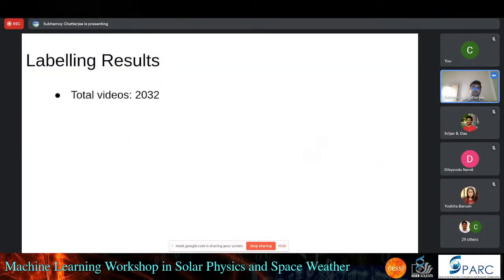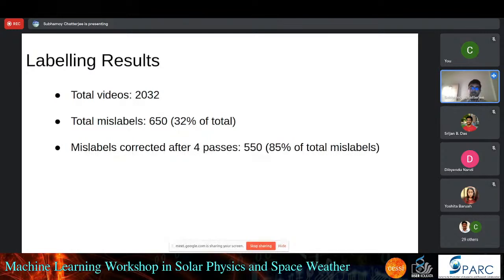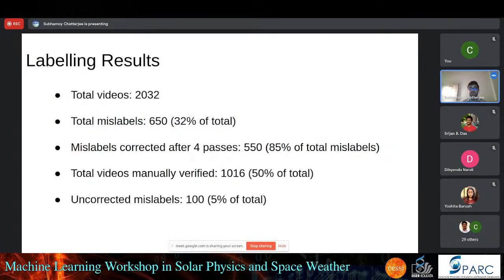And so in a nutshell, this iterative process that we developed, we started with 2032 videos. And once we fully manually verified that to do the validation of this approach, we found there were 650 mistakes in this, which is 32% of the total. And then after we went through these 4 iterations, we ended up correcting 550 of those 650 mislabels, and this was only after verifying half of the entire set of videos. So you can clearly see we only check manually 50% of the videos, but we end up correcting 85% of the mislabels. So that is the value of this iterative approach.